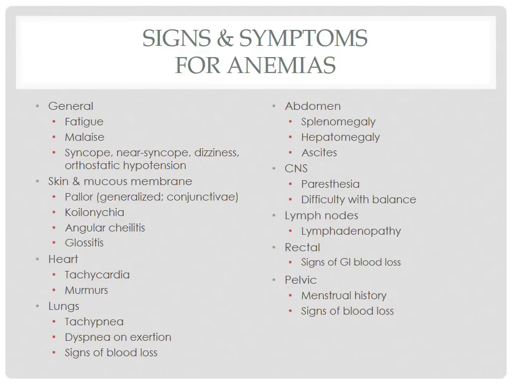For the CNS system, some anemias do cause different neurologic symptoms, the big ones being paresthesias or trouble with balance. Also for anemias, you always should be thinking that there could be underlying possible malignancy as the cause or infection, so you should be looking for enlarged lymph nodes. If you're looking for chronic bleeding, you want to make sure you're looking at a rectal exam and looking for any GI loss of blood. And then for women, you need to be taking a good history for their menstrual history and also looking for any signs of loss gynecologically.